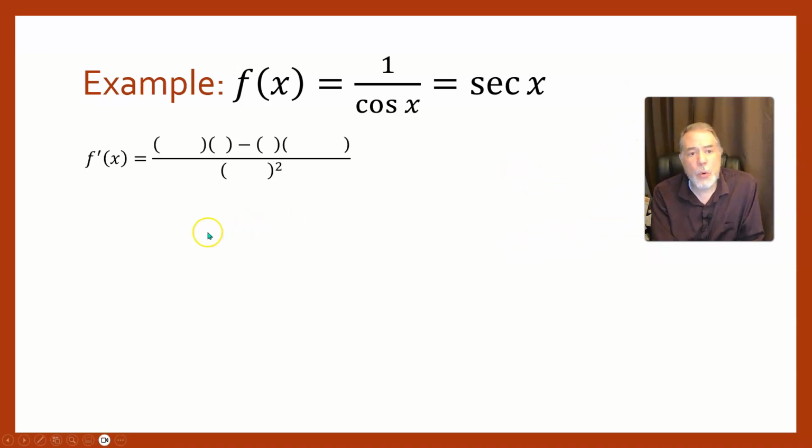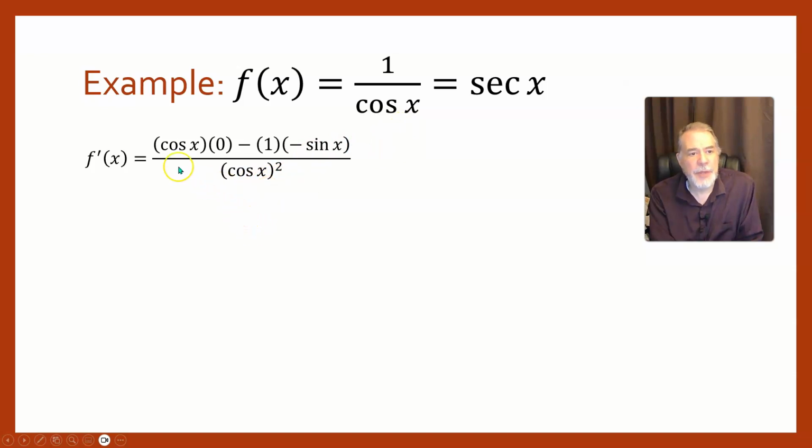So we are using the quotient rule here, which tells us to take the denominator times the derivative of the numerator minus the numerator times the derivative of the denominator all over the denominator squared. So here that would be cosine x times the derivative of 1, which is 0, minus 1 times the derivative of cosine x, which would be negative sine x, and that's all over cosine of x squared.